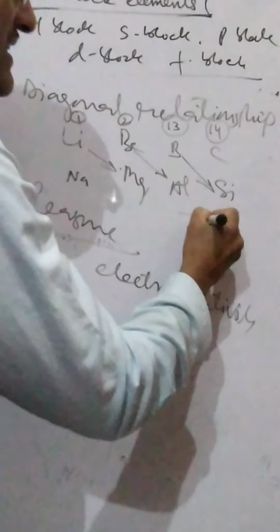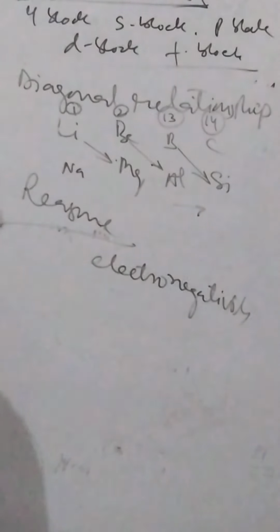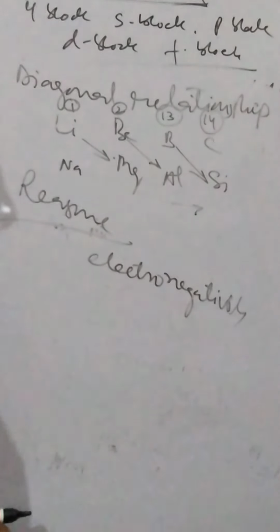So what is the cause of this? When we go along a period, electronegativity increases because there is a decrease in atomic size. When we go down a group, electronegativity decreases because of an increase in size. The atomic size increases, electronegativity decreases. So here it increases, here it decreases.